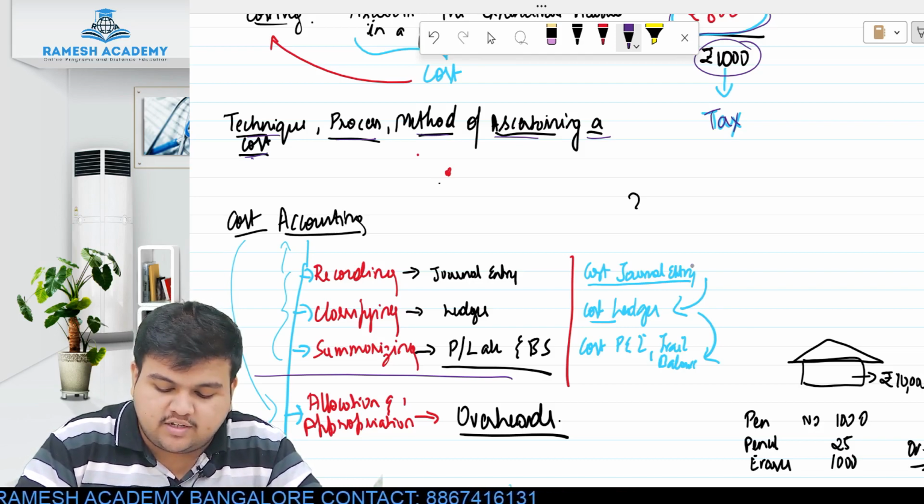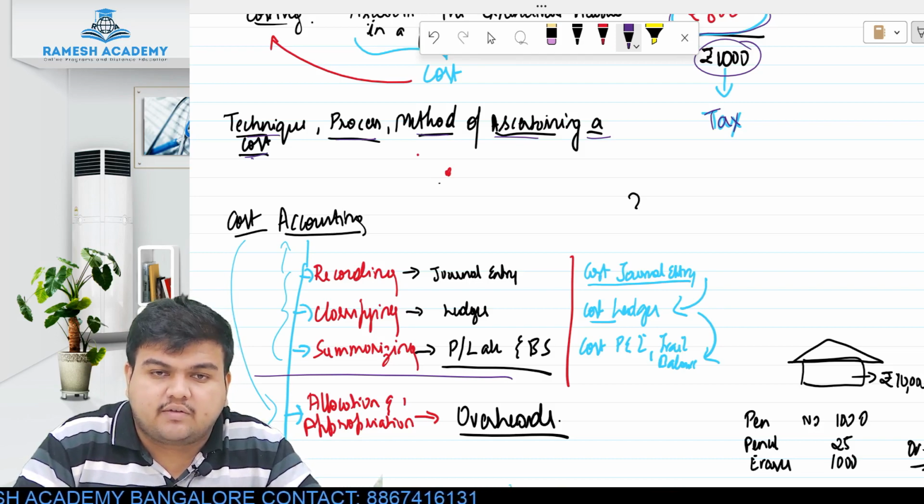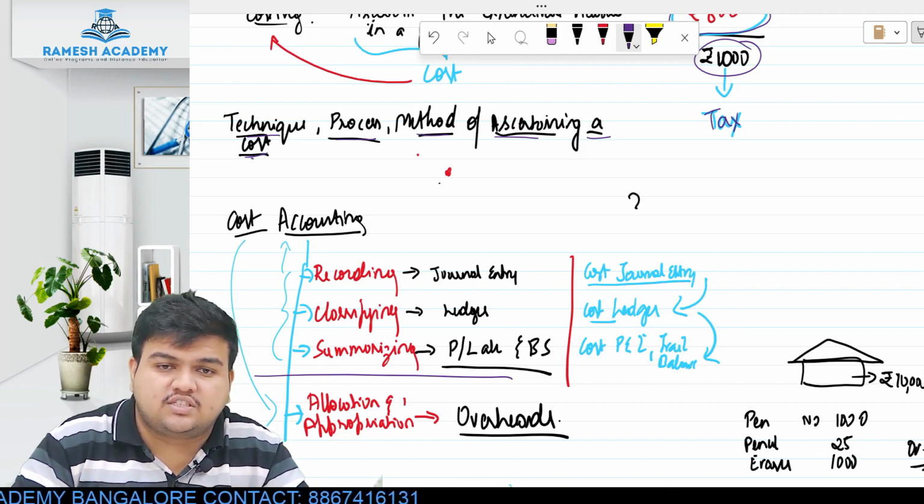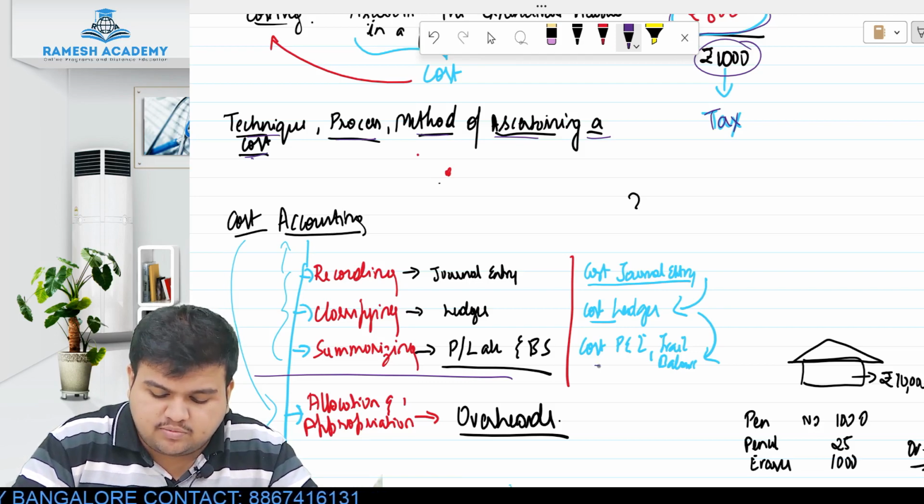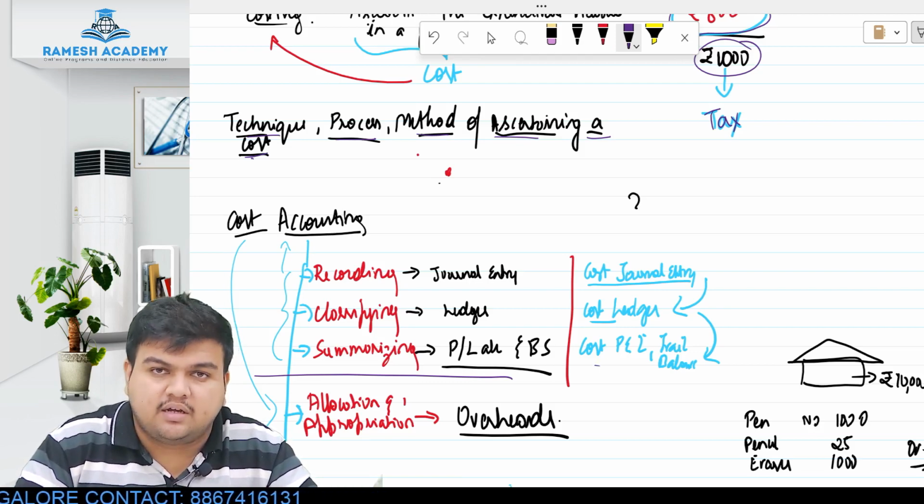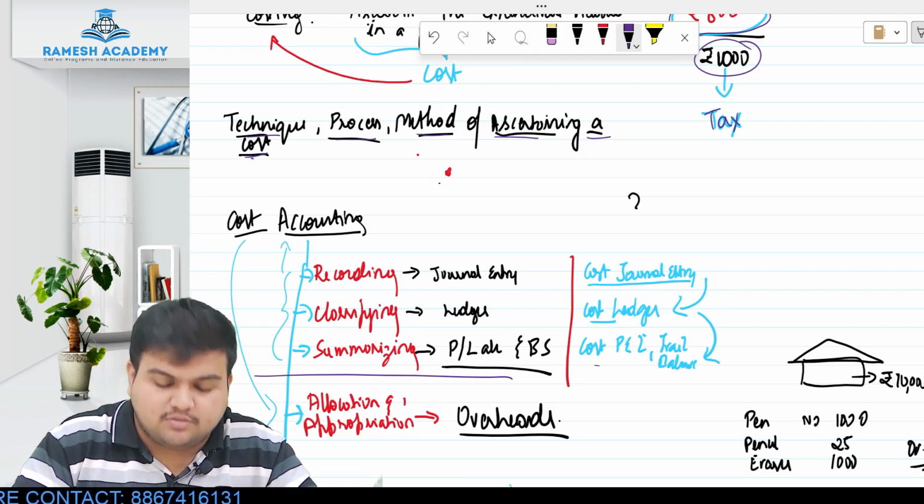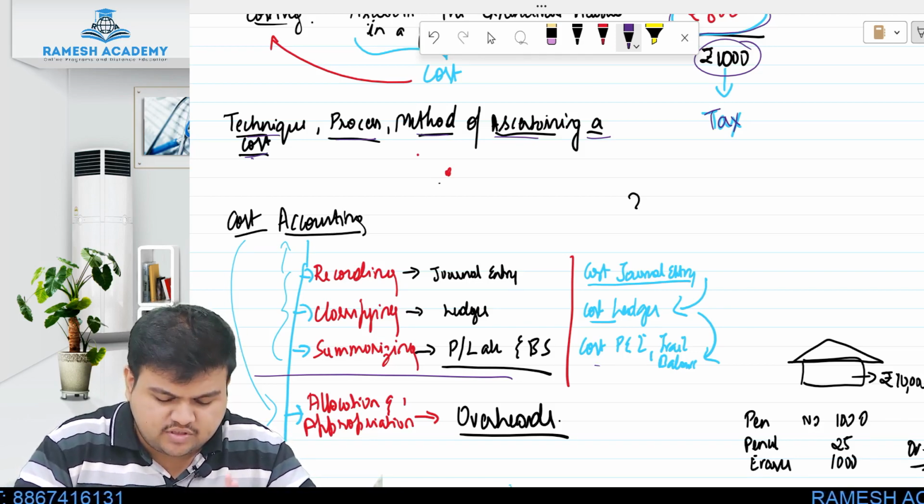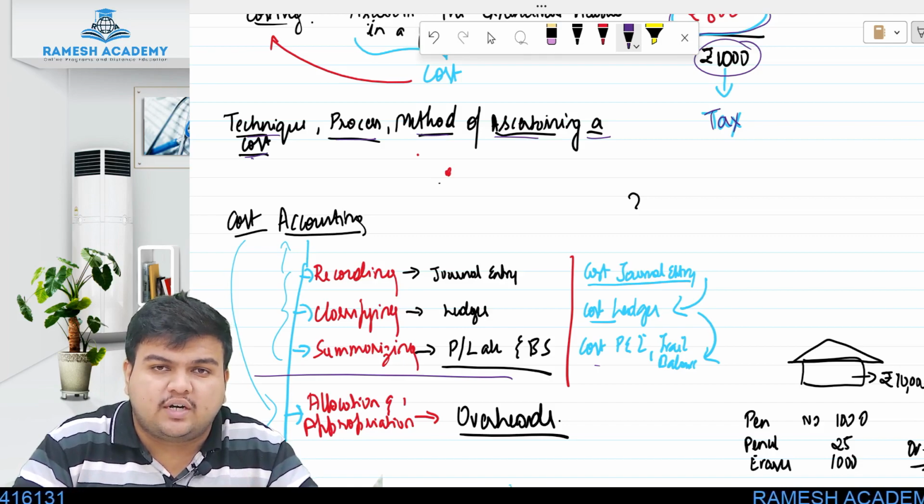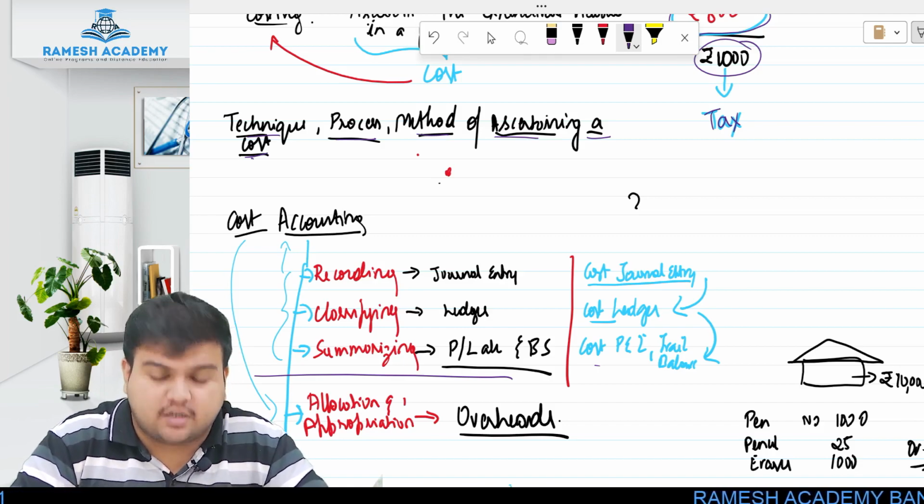So what is recording? Recording a cost journal entry. What is classifying? Posting it to the cost ledger. And what is summarizing? Cost P&L and cost trial balance. Then the allocation, absorption and appropriation of the overheads. So this whole makes cost accounting.